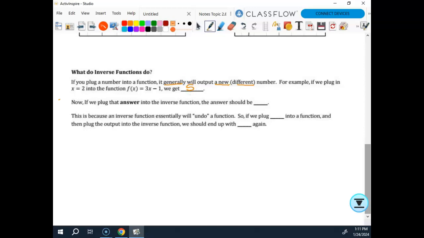5. All right. Now, if we plug that answer into the inverse function, so if we take 5 and substitute it into the inverse, the answer should be 2. So I substitute in an x, I get a y. If you substitute the y into the inverse, you get the x back, right? Because we switched x and y. That's what's happening there. So this is because an inverse function will essentially undo a function. So if we plug x into a function and then plug the output, which is your y, into the inverse, we should end up with x again. So you're undoing it. You're multiplying by 2, and then you're dividing by 2, or whatever it is. Okay? Easy enough?